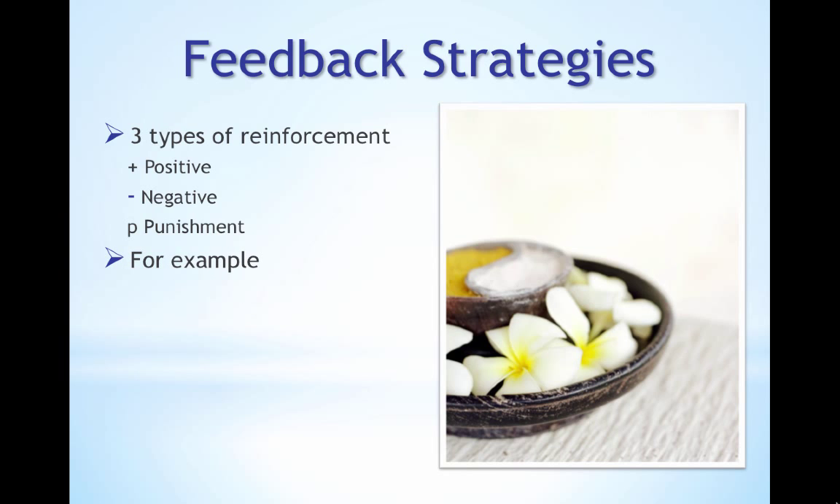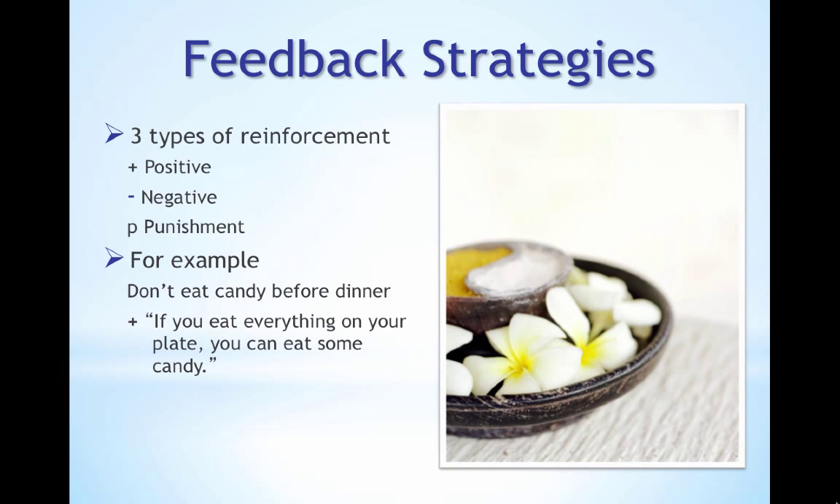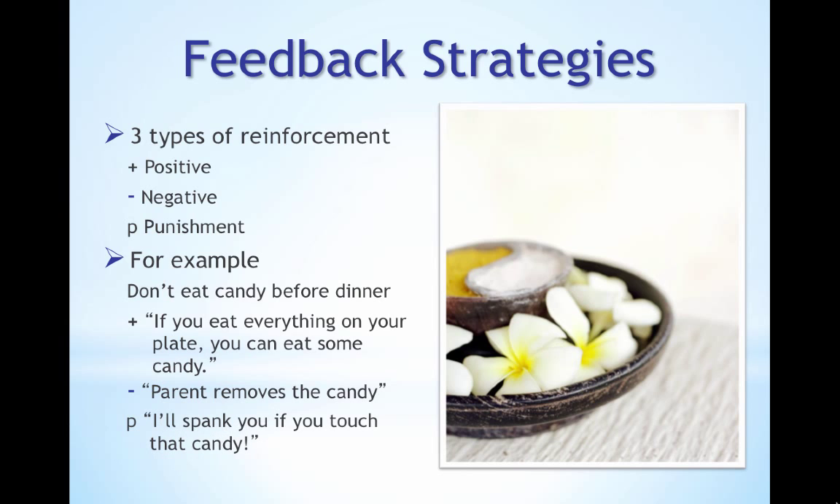Here's an example. Don't eat candy before dinner is the rule. If you eat everything on your plate, you can eat some candy. That's positive reinforcement. Negative reinforcement is that the parent removes the candy. I'll spank you if you touch that candy is punishment. Can you now see the difference between punishment and negative reinforcement? With negative reinforcement, all you do is remove the stimulus that causes the bad behavior. Punishment is different. It's where you actually punish somebody for the behavior.